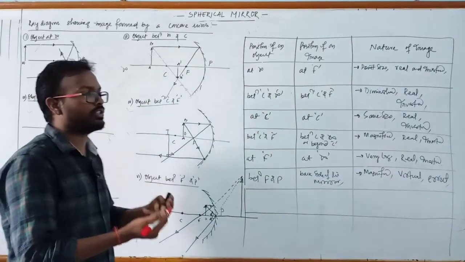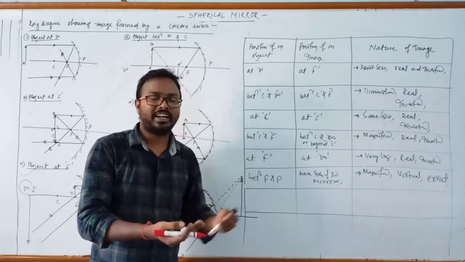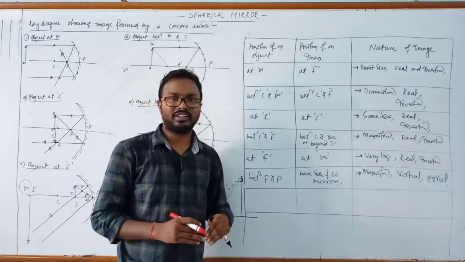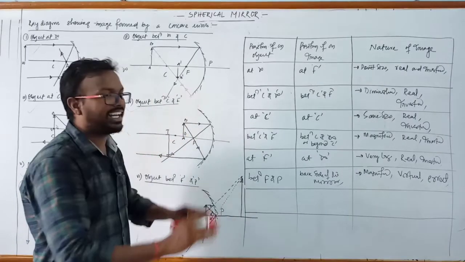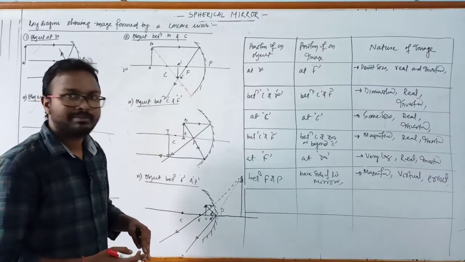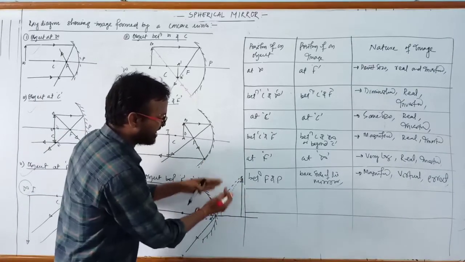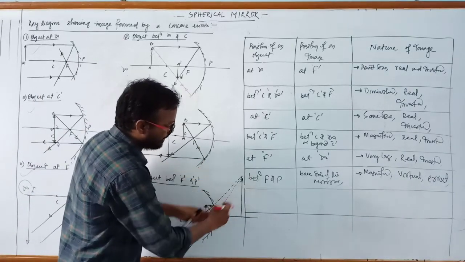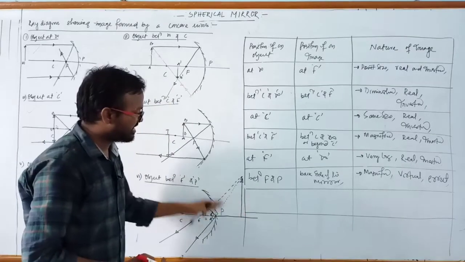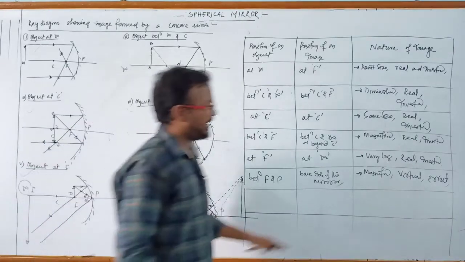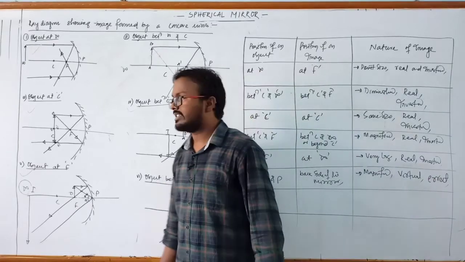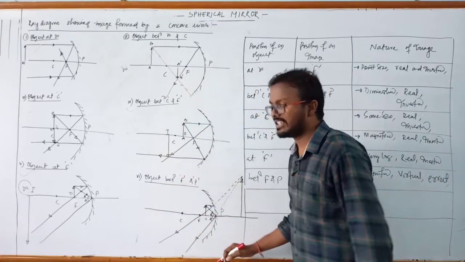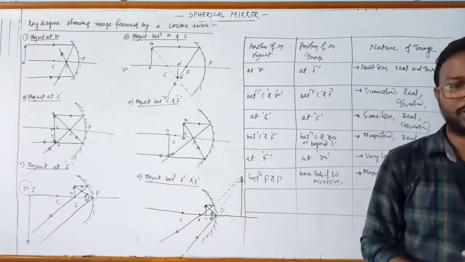What is the condition for which we get a real image, and what is the condition for which we get a virtual image? This type of virtual image we cannot place on the screen, because the produced rays meet at the back side of the mirror. It is a virtual image, and it is magnified, virtual and erect. Clear? And this is the sixth important case for concave mirror.